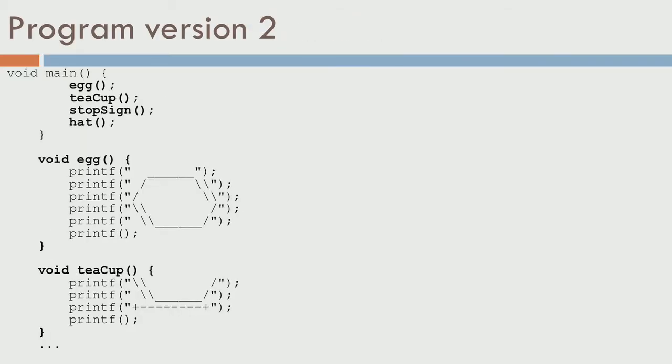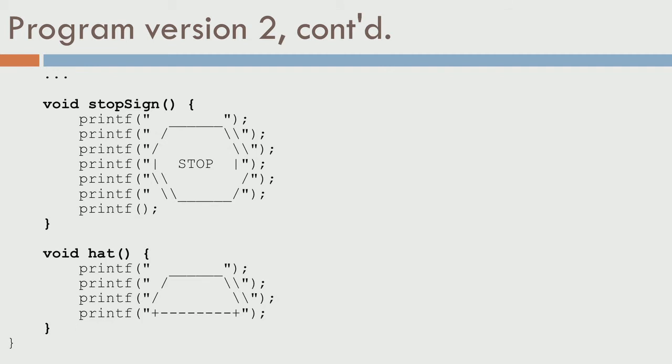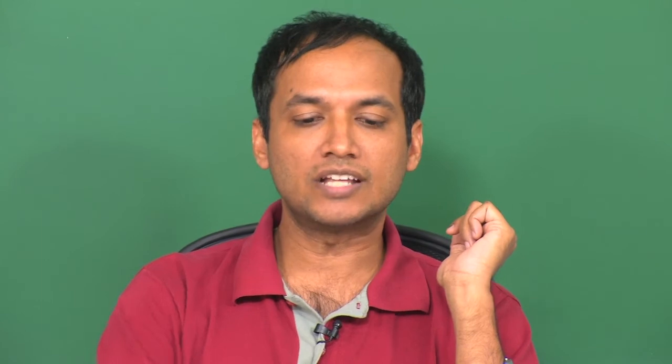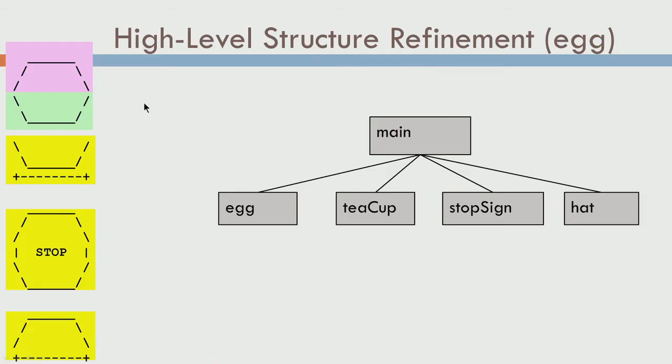So, this actually just finishes the program with all these 4: egg, teacup, stop sign and hat. Let us see if there is something better that we can do about this whole thing, right. Is there some other structure to drawing this, or should I be writing a series of printf statements for each one of these functions. So, let us look at the egg to begin with.